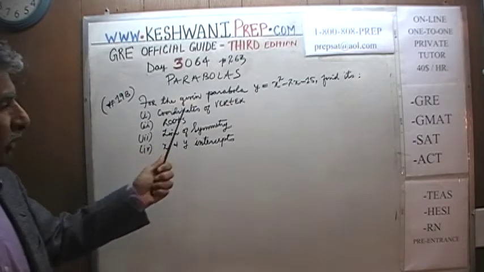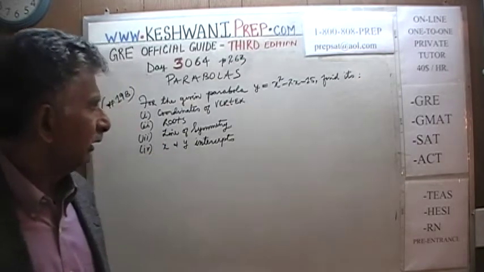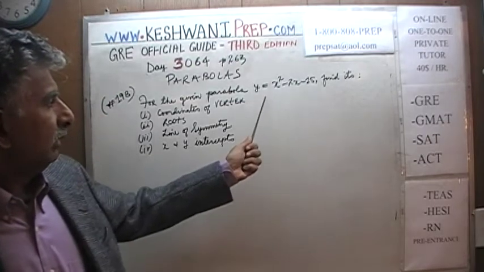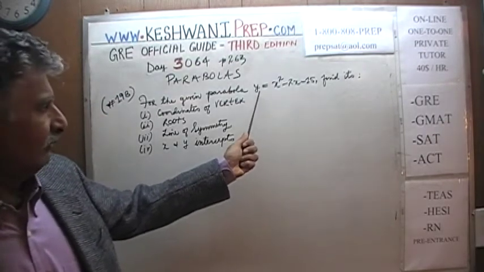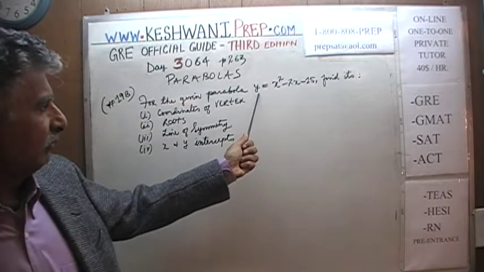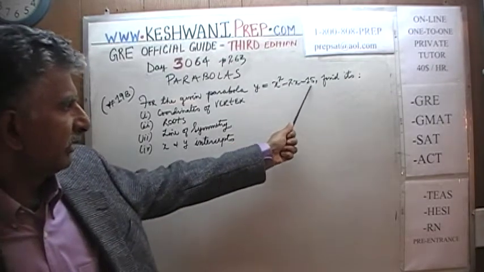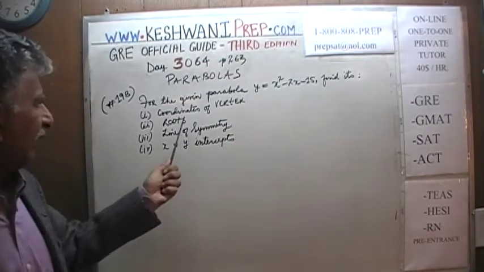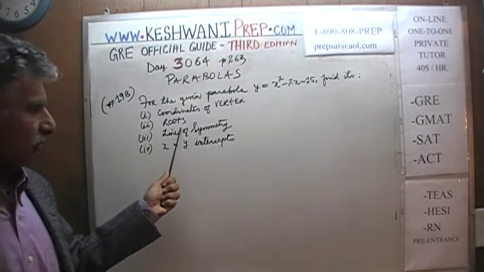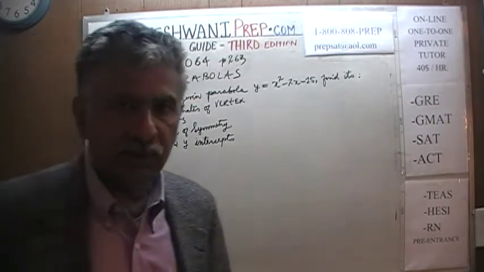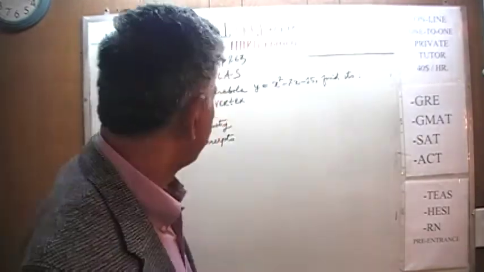We are given a parabola just like yesterday. The parabola looks something like this. The equation given to us is y equals x squared minus 2x minus 15. We are asked to find the coordinates of its vertex, its roots, its line of symmetry, and its x and y intercepts. Let's get going, shall we?